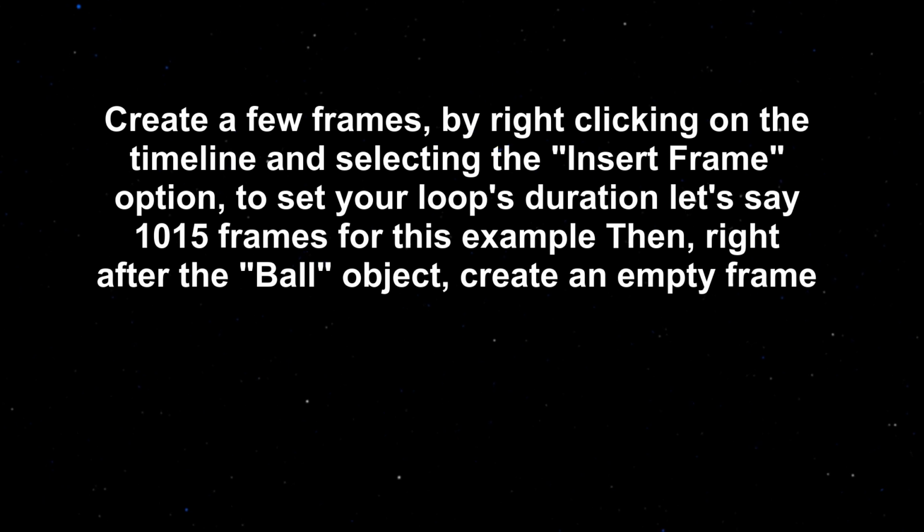Create a few frames by right-clicking on the timeline and selecting the Insert Frame option. To set your loop's duration, let's say 10-15 frames for this example. Then, right after the ball object, create an empty frame.